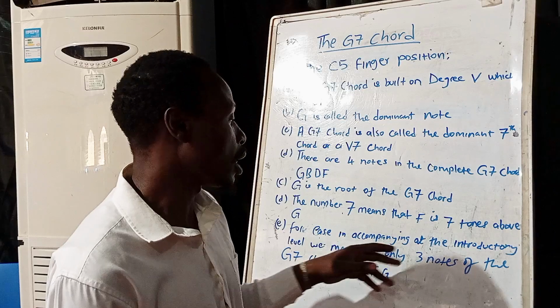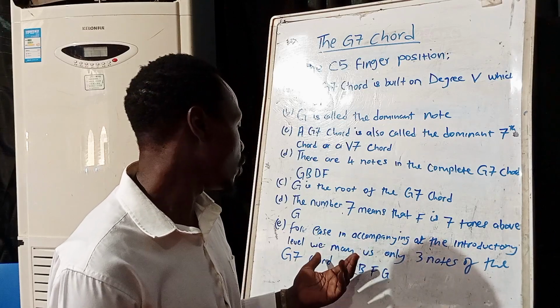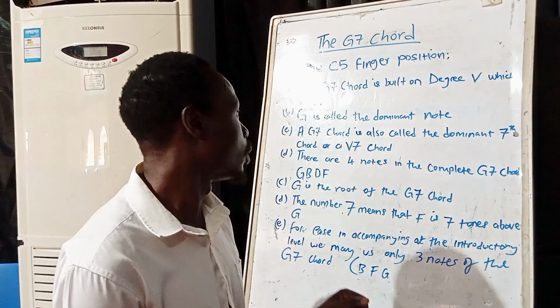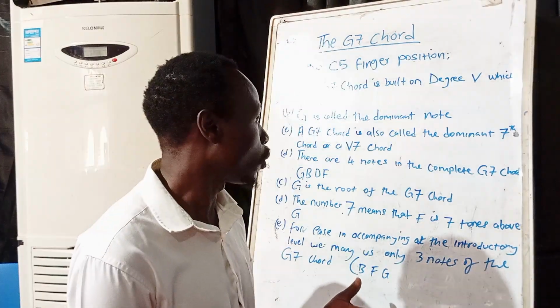For ease in accompanying at this introductory level, we may use only 3 notes of the G7 chord. I'm going to demonstrate this on the piano.